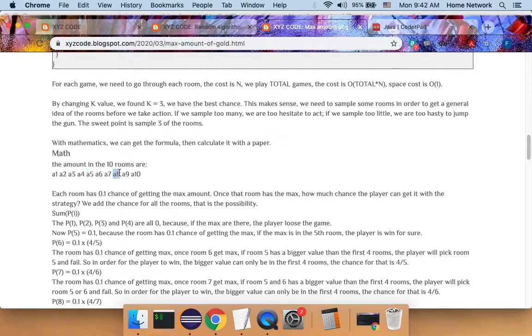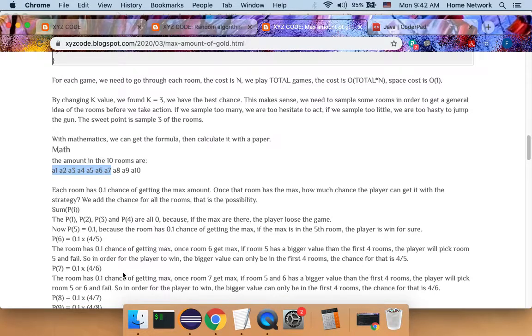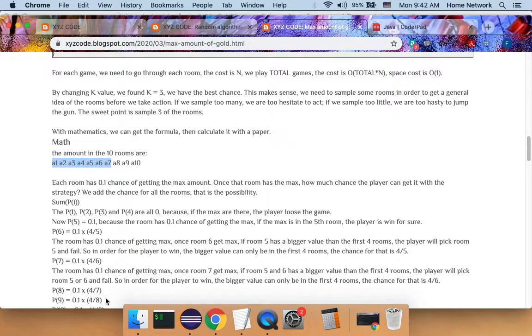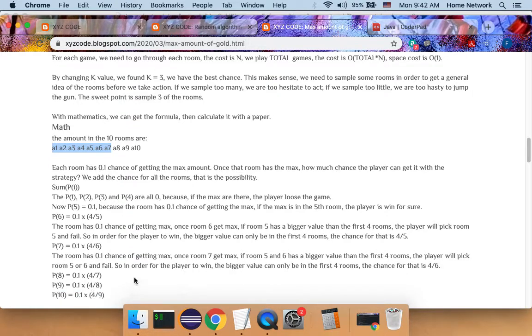For room 8, among those 7 rooms, the maximum amount has to be in the first 4 rooms. Otherwise, the player will take either 5, 6, 7 instead of 8. That will fail. So P8 is 4 over 7, P9 is 4 over 8, P10 is 4 over 9.